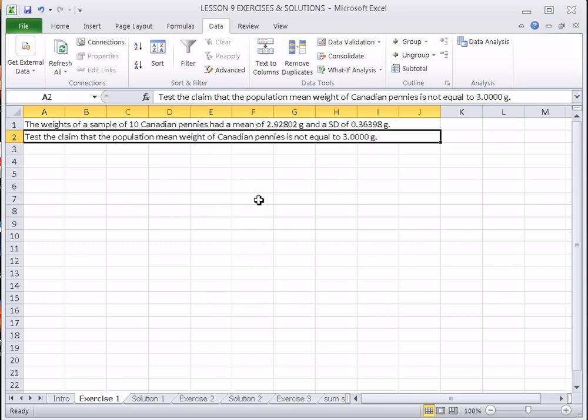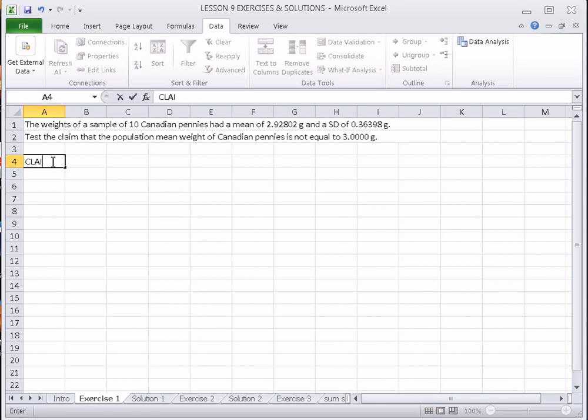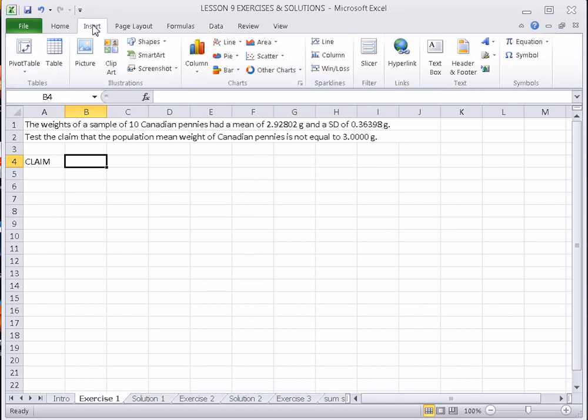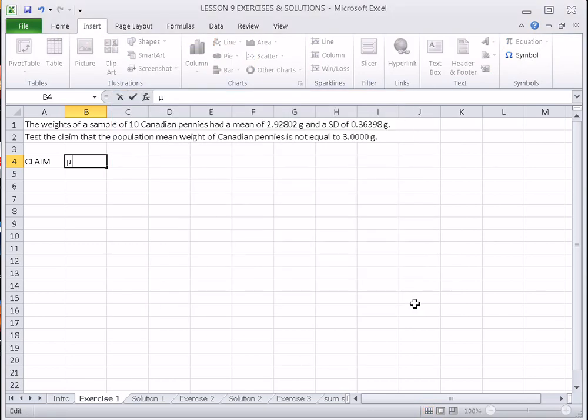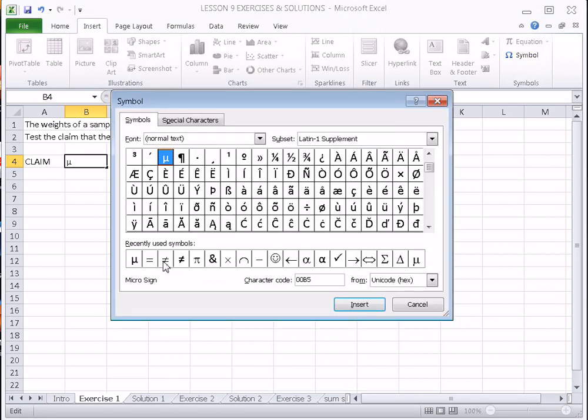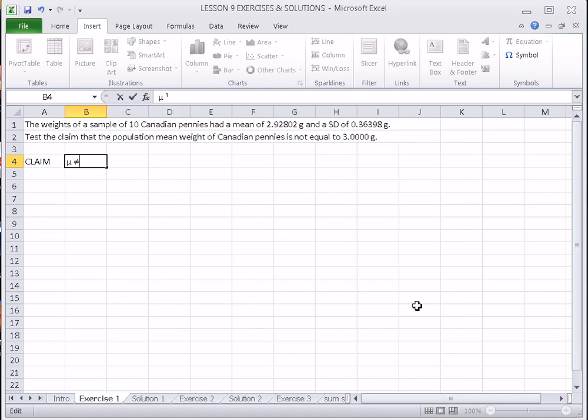So notice the claim here is that the mean is not equal to 3 grams. So that's the population mean. I'm actually going to insert the symbol for the population mean, which is mu. So the claim is mu is not equal to, and I'm just going to use a not equal to for my symbols also. The claim is that the population mean is not equal to 3.